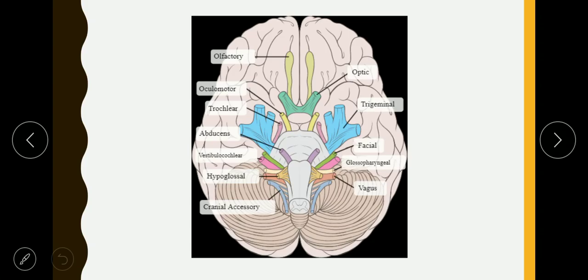In this picture, we can also observe that the abducens nerve emerges out of the pontomedullary junction, and it is seen medially to the facial and the vestibulocochlear nerves, that is the 7th and the 8th cranial nerves. The abducens nerve emerges out of the pontomedullary junction in medial relation to the 7th and the 8th cranial nerves.